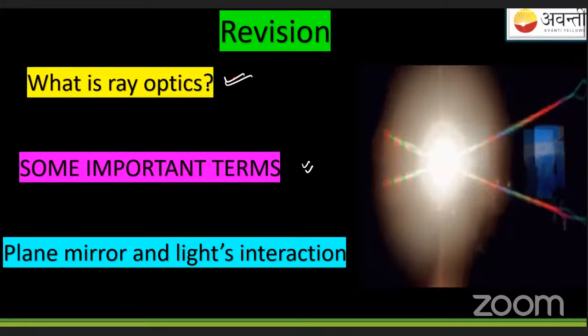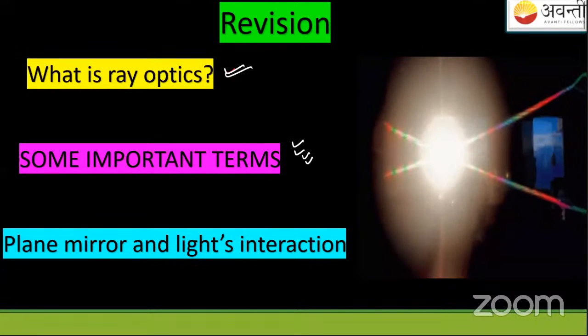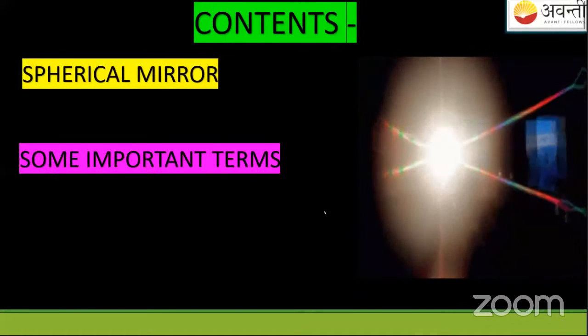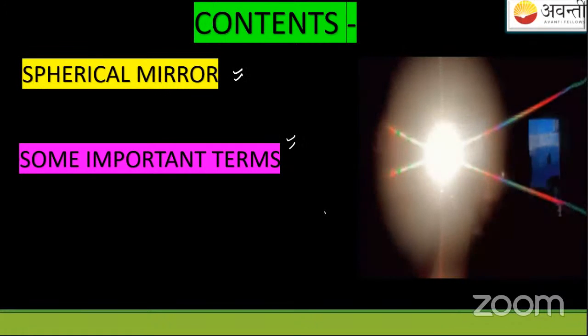So we were on the third topic. The second is completed, and that was some important terms. Then we have seen plane mirror and light interactions. What is a plane mirror? How does light interact with the plane mirror? Then we studied the spherical mirror and some important terms related to the spherical mirror. We'll see those important terms again. In your class, this topic was not completed.